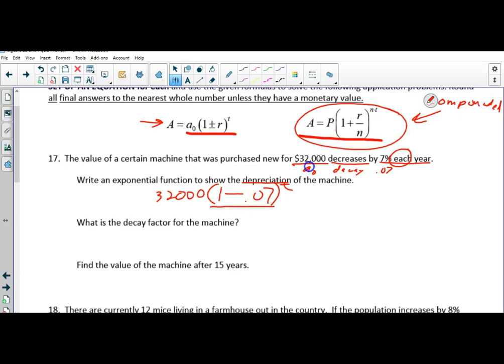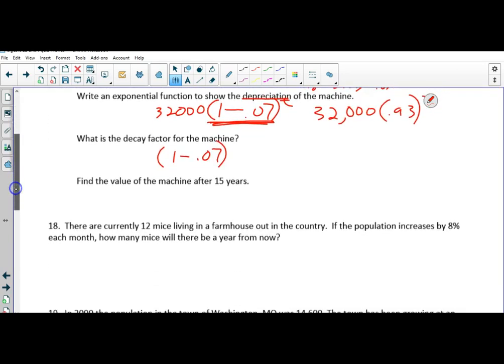The decay factor is the parentheses. That's another thing to talk about. If it asks for the rate of decay, then you would say 7%. But if you're doing the decay factor, it is this parentheses. Now remember, you might see the problem written like this. Okay, that is still a 7% decay rate. Find the value of the machine after 15 years. So that's 32,000.